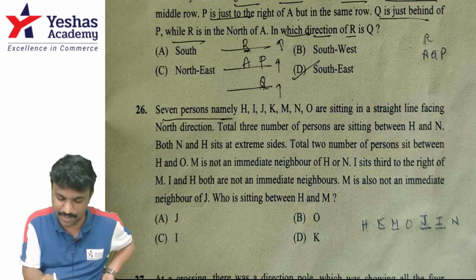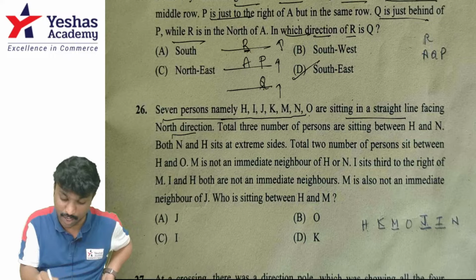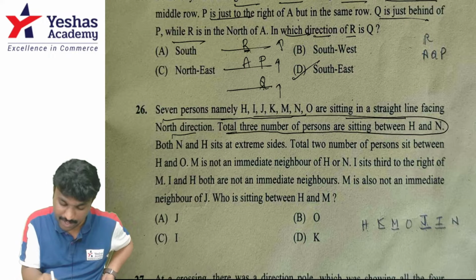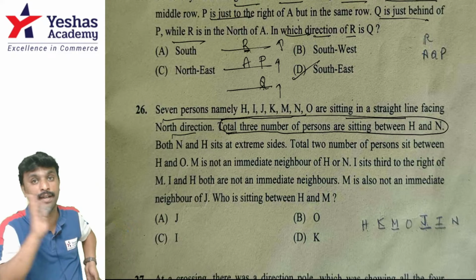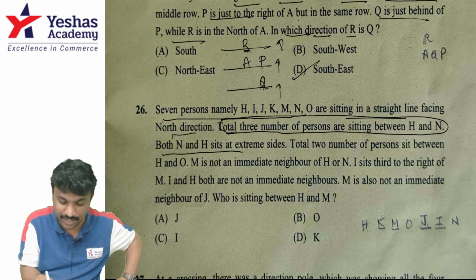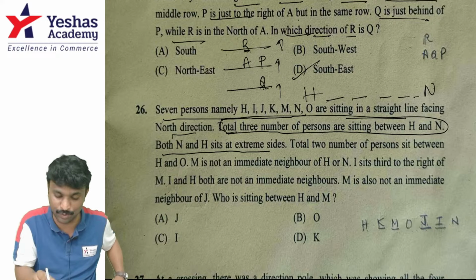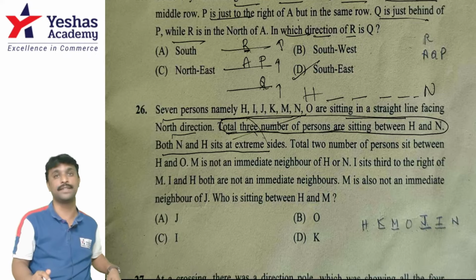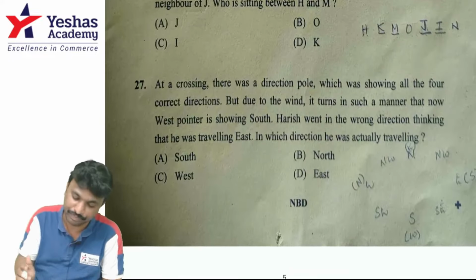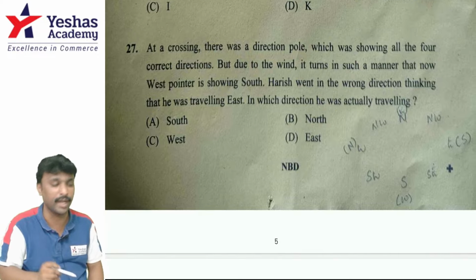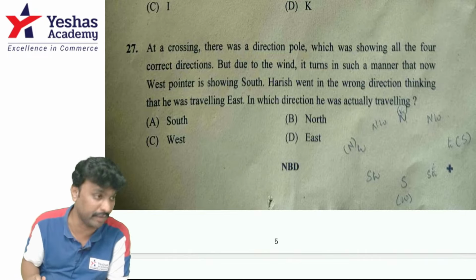26th question, guys, there's a mistake in this question. They've said 7 persons, namely H, I, J, K, L, M, and O, are sitting in a straight line facing north direction. Total 3 persons are there between H and N. Both N and H sit at the extreme side. H and N are at the extremes, total 7, that means there should be 5 between them. So this is actually wrong. So there's a mistake in this question. Let's not waste our time in solving that question. So ICA has to award the grace mark for this kind of questions.